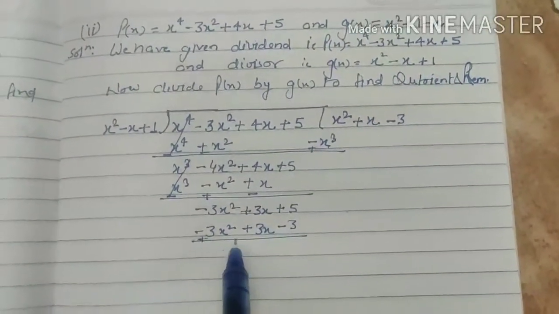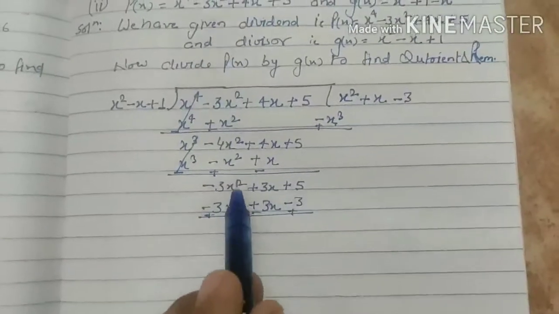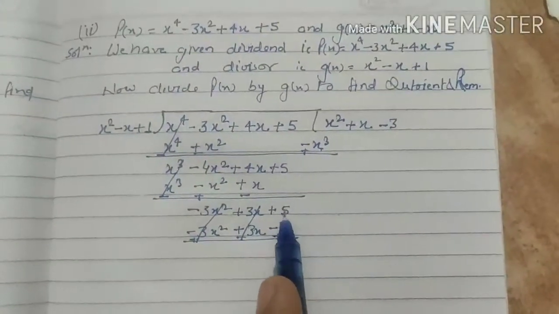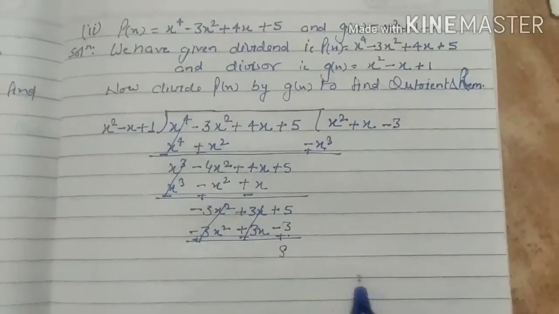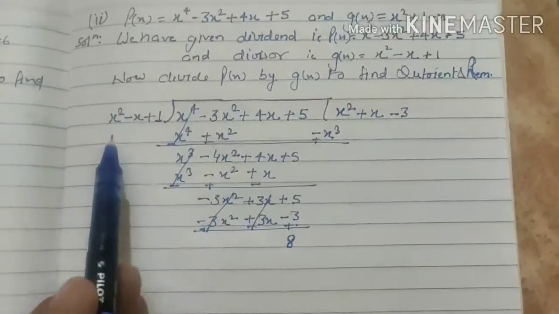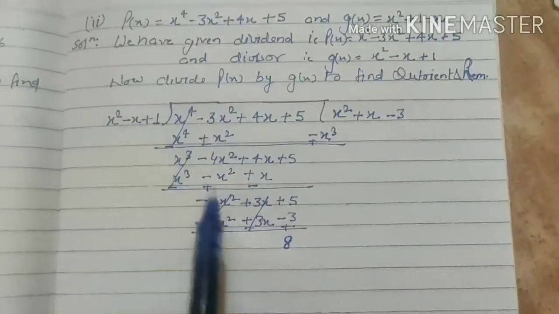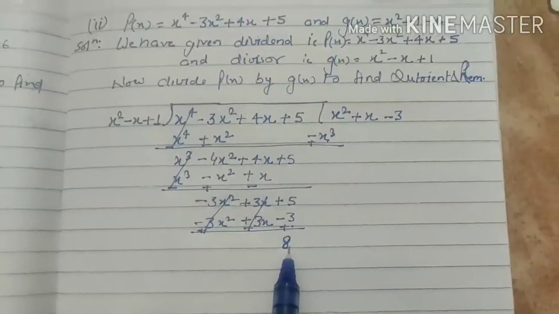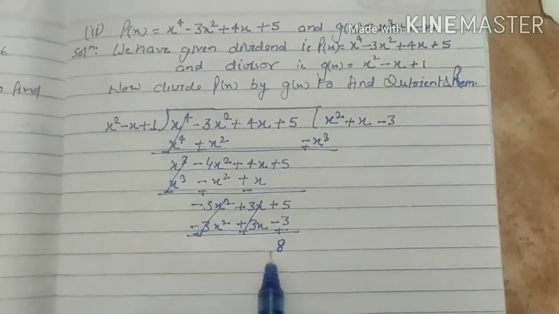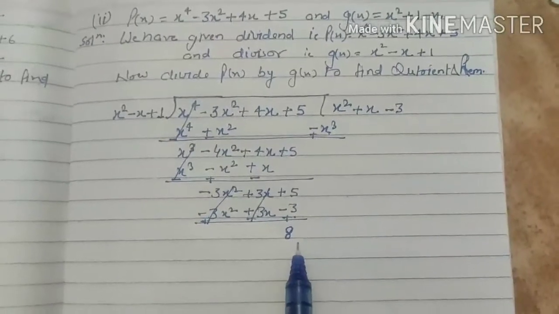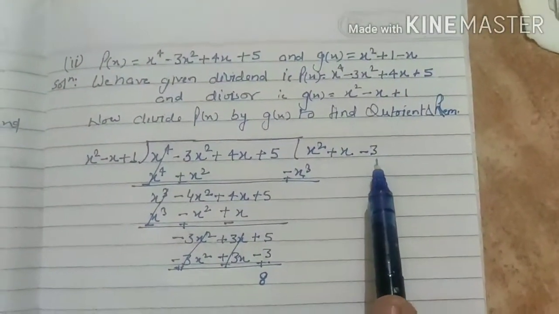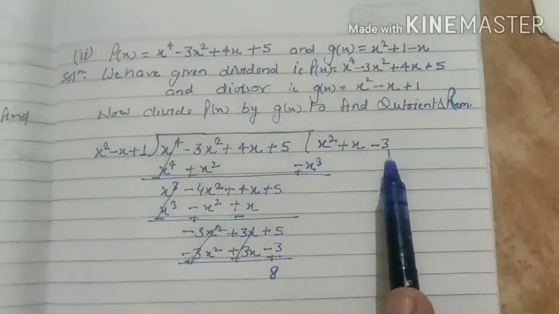So sign will be changed now. So these two terms, first terms will be cancelled. So plus 5 plus 3 become plus 8. So we can't divide further 8 with the divisor x square minus x plus 1, as the degree of the remainder is less than the degree of divisor. So now 8 is the remainder we have, and x square plus x minus 3 is the quotient.